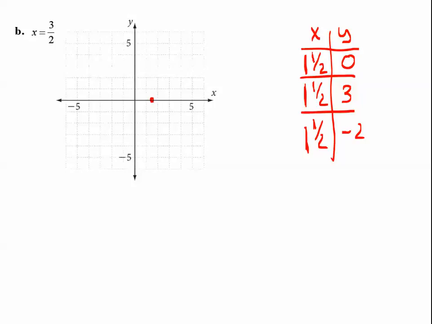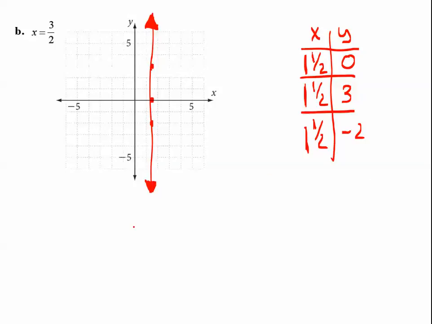Right, I'm going to graph it as well here. So 1 and 1/2 means that it's between 1 and 2, and it's at 0. So that's (1 and 1/2, 0). (1 and 1/2, 3) means I'm going to go up 3 units from here. There's my other dot. And (1 and 1/2, -2) means my third dot is down here. Do they still fall in a straight line? Absolutely.